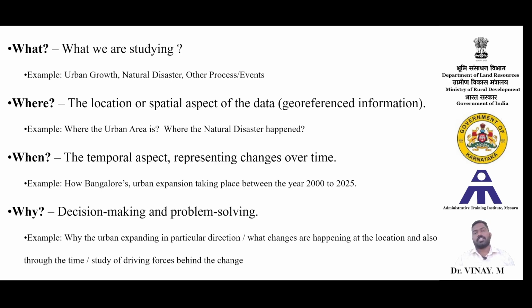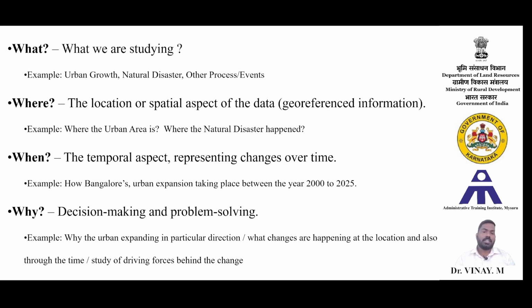So what we are studying is always something about geography. That is the ultimate question in GIS. Then where, the location or spatial aspect of the data. Where is that particular phenomenon happening, whether it is in the north pole, the south pole, an equatorial region, or a particular location. So we need to define the location aspects, where it is, where the urban area is, and where the natural disaster happened.